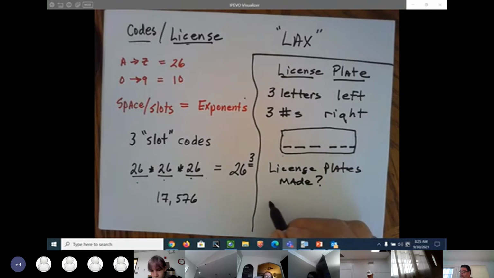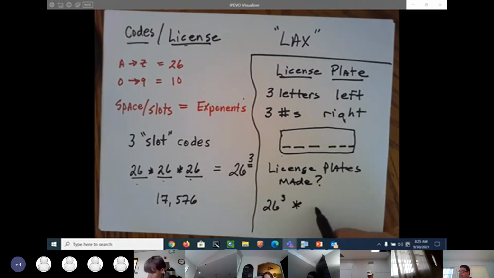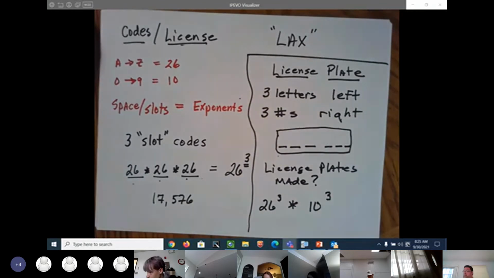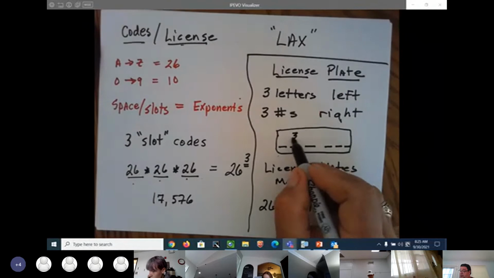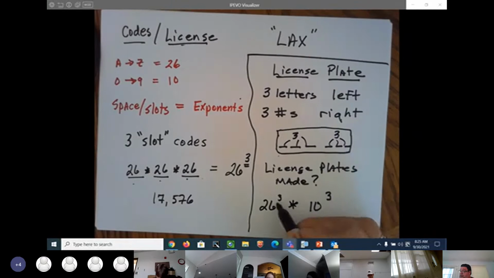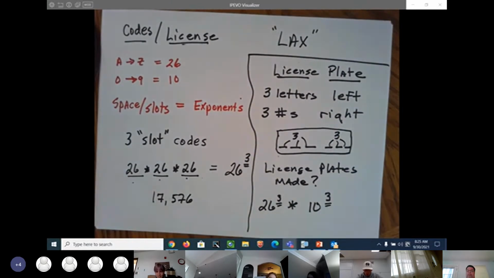And that's going to be 26 to the 3rd power times 10 to the 3rd power, because you got 3 spaces here, and you got 3 spaces here, so you got to the 3rd power there, and to the 3rd power there.